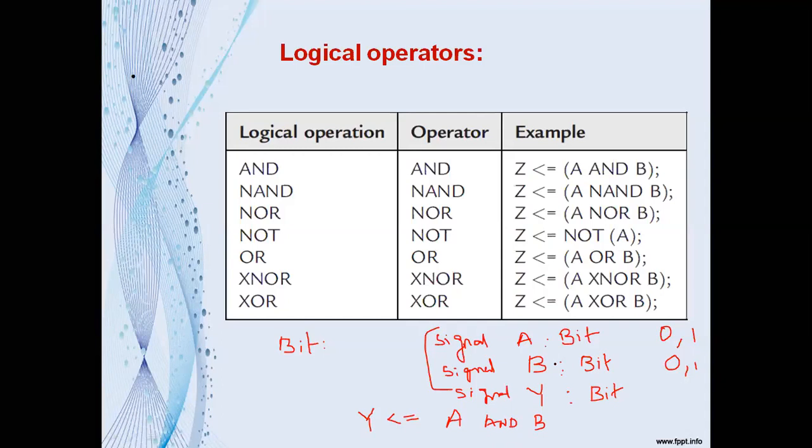Now what does it mean here? A is a bit type and B is also a bit type. You are performing the logical operation between single bits, not between vectors. Similarly, you can also perform logical operations between Boolean values. In Boolean also, you will have only two values.